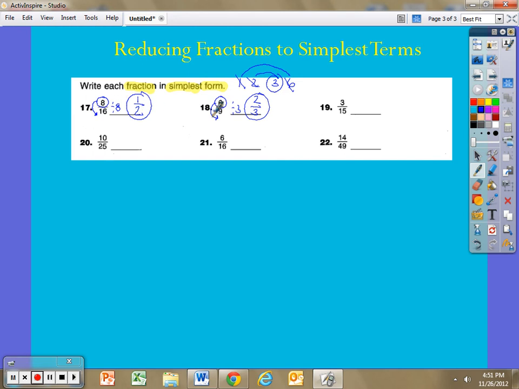Now again, these fractions are equivalent. 8/16 is the same as 1/2. 6/9ths is the same as 2/3. When you're reducing to simplest terms, you're finding equivalent fractions. You're just making the numerator and denominator as small as they could possibly be. You're not changing the value of the fraction.